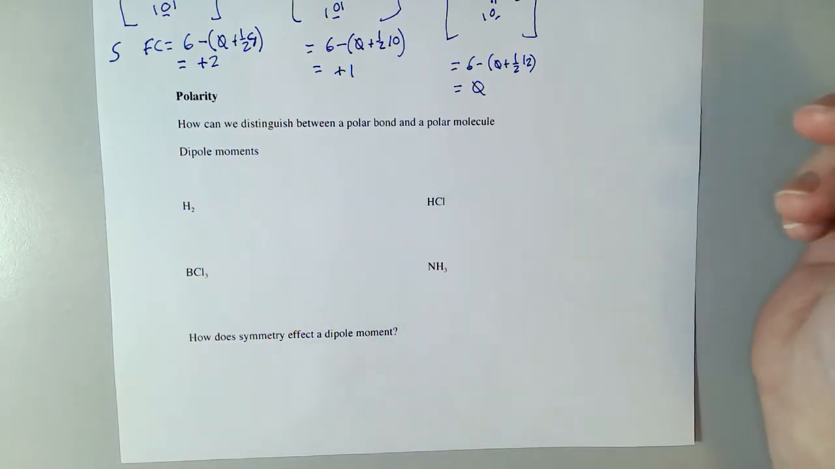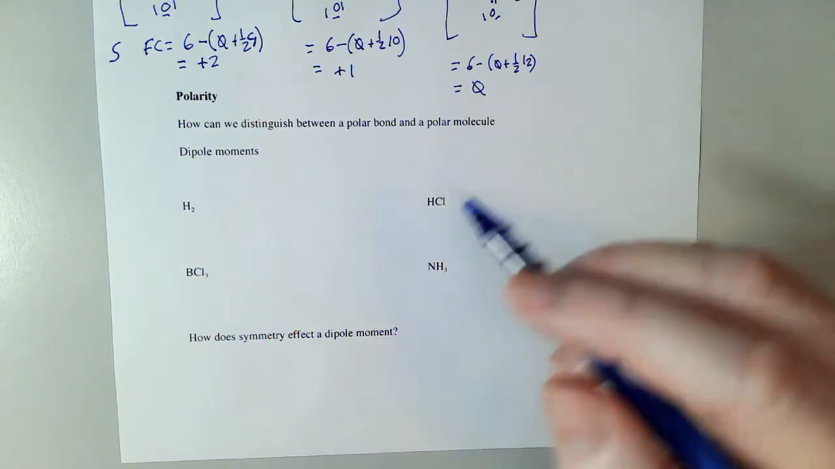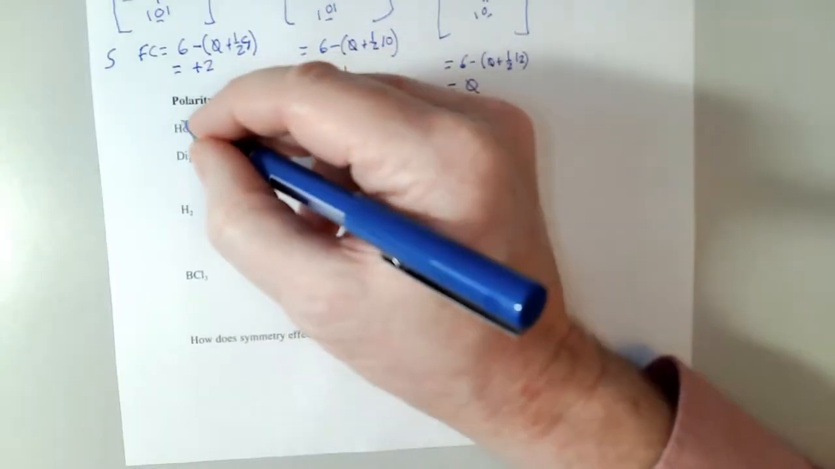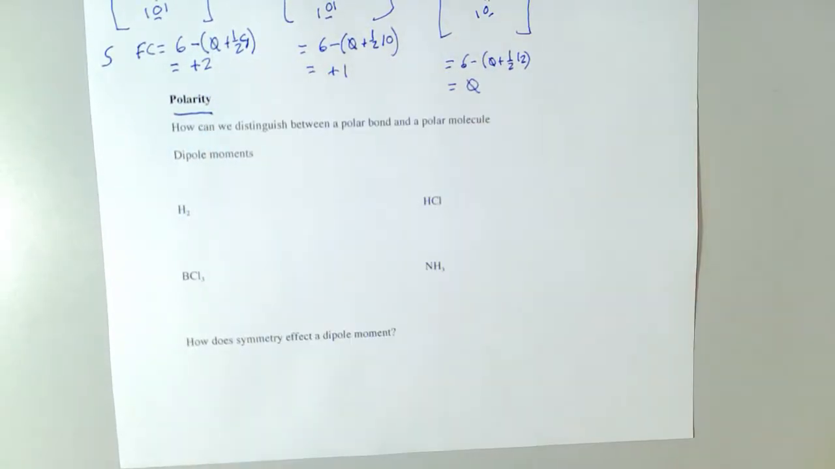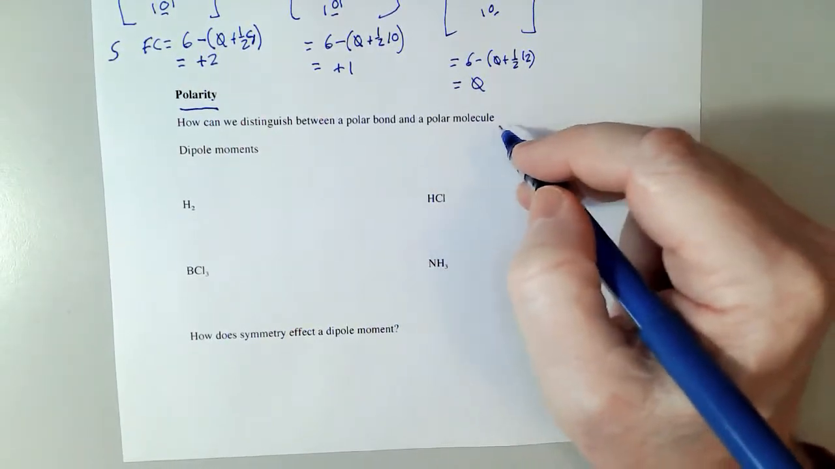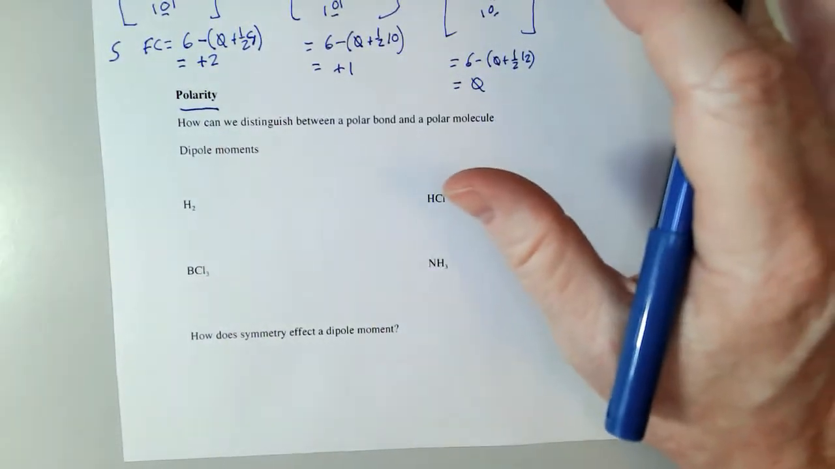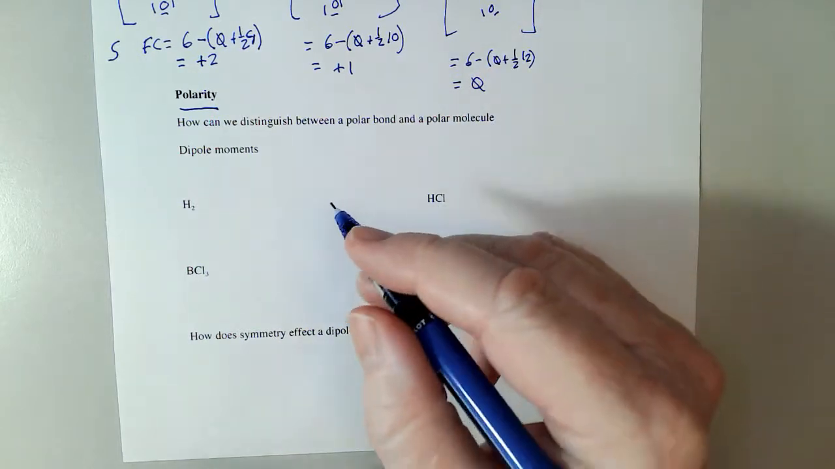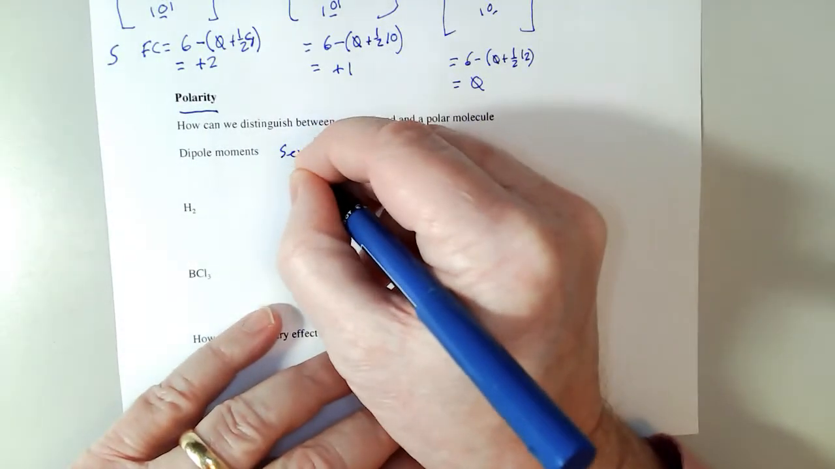Now we look at dipole moments. Okay, dipole moments help us to understand the concept of whether or not a molecule is polar. Okay, now we can't have a polar bond and we can have a polar molecule, and they're not the same thing. Okay, a dipole moment is a separation of charge.